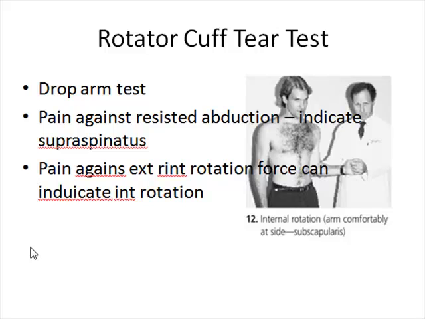The doctor might also do a resistive exercise or resistive test. So, for example, trying to push your arm against a resisted abduction could indicate a supraspinatus tear. If you have pain against, for example, external rotation, this could indicate an external rotator tear or an infraspinatus tear.